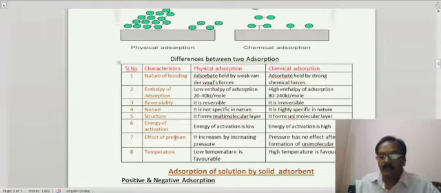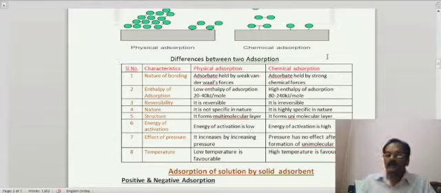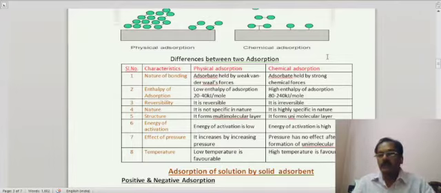Now the sixth point is the energy of activation. The energy of activation is low in physical adsorption, whereas it is high in chemical adsorption. See, energy of activation was already discussed in chemical kinetics. It is the minimum energy the reacting molecule has to possess to undergo a chemical reaction. Similarly, in this case, every adsorbate molecule has to possess a minimum amount of energy to get adsorbed on the surface of the adsorbent.